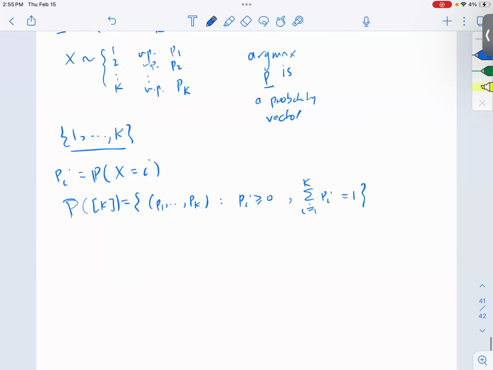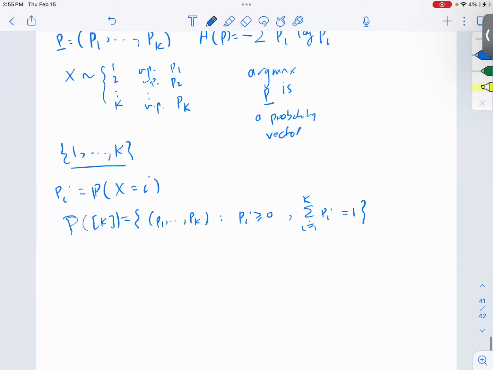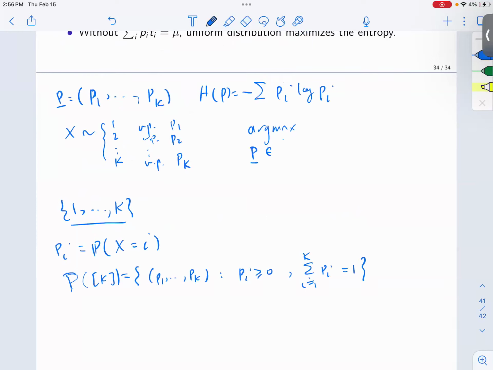So you can identify the set of probability distributions on K with a vector. And if I, let's say, minimize or maximize over the set, this entropy, the distribution that comes out is the uniform distribution. So without any assumption, the distribution has maximum entropy.